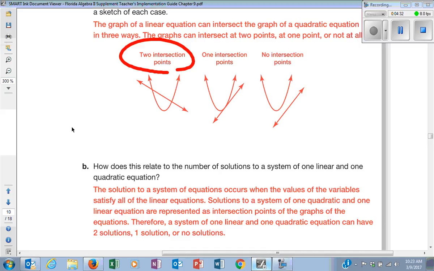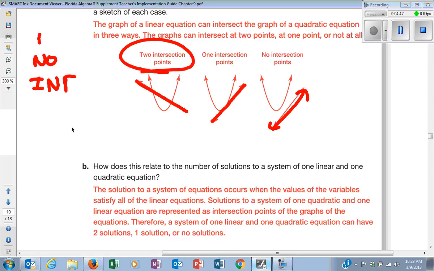You can have where it intersects twice, because the line actually touches the parabola twice. You can have one intersection, which means there's going to be one solution, or you can have no solution. Notice from our linear, we had one, no solution, or infinite.